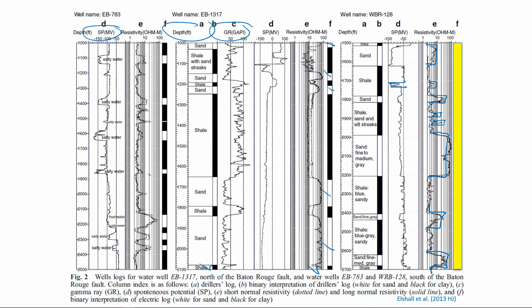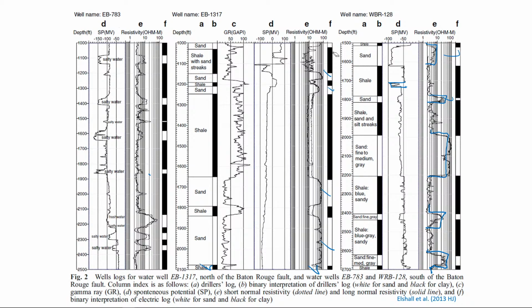So let's see how we interpreted this. Yeah, so we got sand here. See, we didn't get this one. We got sand here. See, we didn't get this one. Again, usually you do this with a computer program, and in this computer program you define the salinity level.